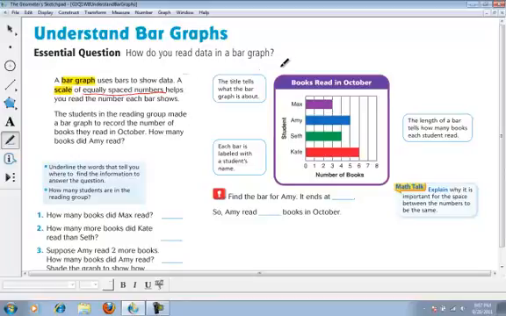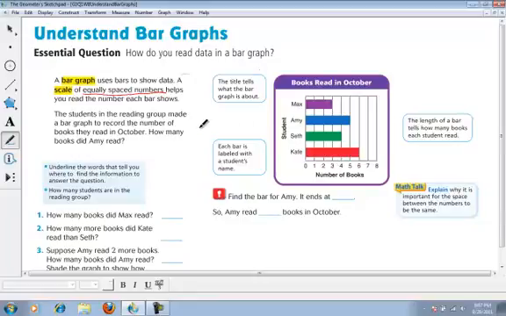Now let's take a look at our bar graph. We have a title, and the title tells us what the bar graph is about. This title is Books Read in October. Now each bar is labeled with a student's name. We can see a purple bar, which is Max's bar, Amy has a blue bar, Seth has a green bar, and Kate has a red bar. Now not all bar graphs are color-coded, but this one is, which makes it fun to look at. The length of a bar tells how many books each student read. You can look and see the length of each bar, and then see the number of books.